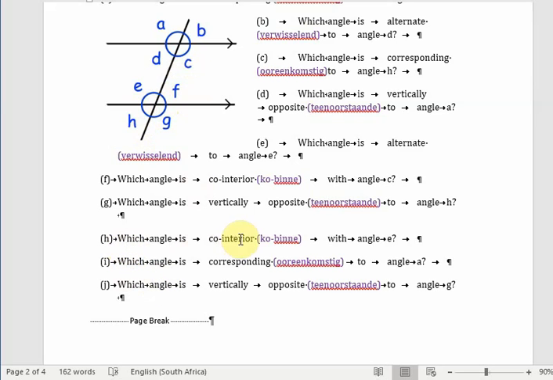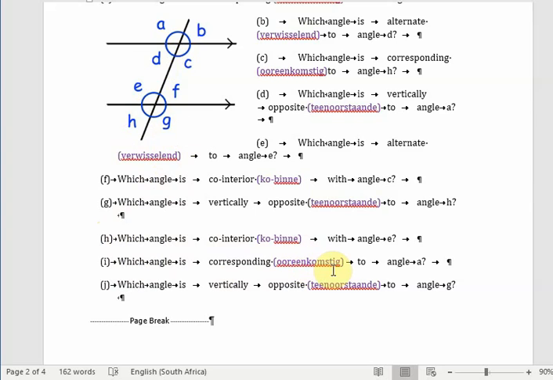H, which angle is co-interior with E? So co-interior, once again, means we can form a U, and then it's the two angles on the inside of the U. So ko-binnehoeke, ons kan 'n U vorm, en dan is dit die twee hoeke aan die binnekant van die U. So E and D. Question H's answer, E and D are co-interior.